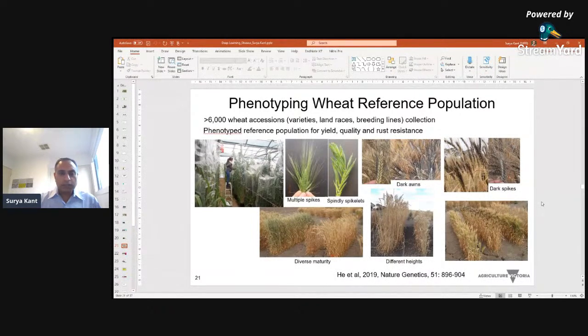This is an interesting phase we are going through. We have phenotyped more than 6,000 wheat accessions. They are a worldwide collection, including varieties, landraces, and breeding lines. We have phenotyped them in the glasshouse as well as under field conditions for yield, quality, and 3 different rust resistances. As you can see, the diversity of this reference population is really humongous: multiple spikes, spindly spikes, different maturity or phenology, and different plant height. We recently published a data set in Nature Genetics about the diversity of this population and how it delineates different traits.